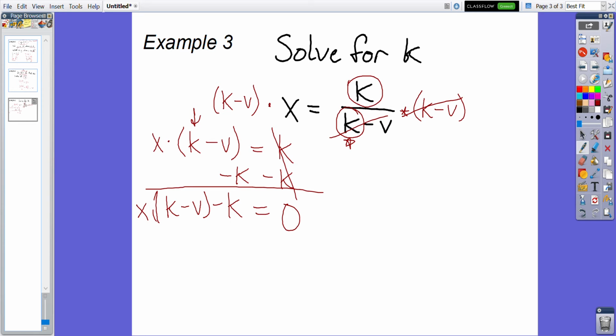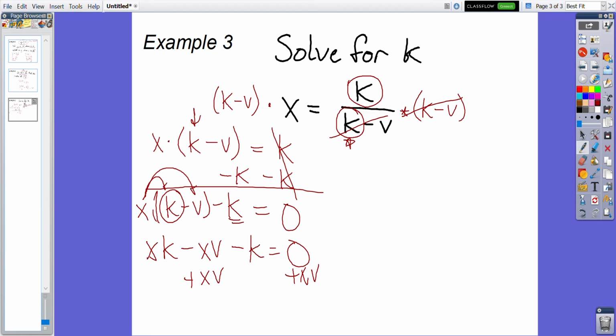All right. So now we're kind of at a crossroads here. What do we do now? Well, we've got to get this k that's in parentheses out so we can combine it with this k here. So I'm going to go ahead and distribute my x to the k and the v inside here. I'm left with xk minus xv minus k equals 0. Okay, so now I have an opportunity to get the k's on one side and everything else on the other. And the way I'm going to do that is I am going to get rid of my xv by adding it. So add xv, add xv.